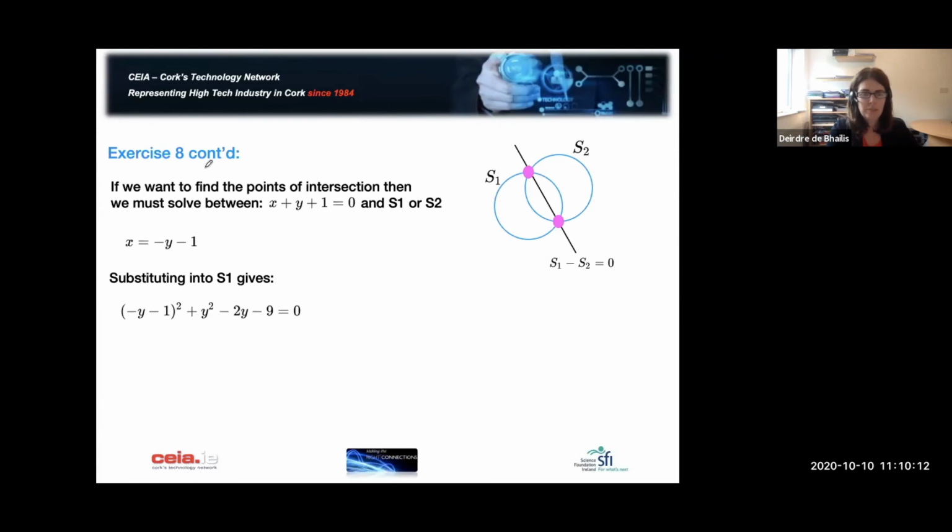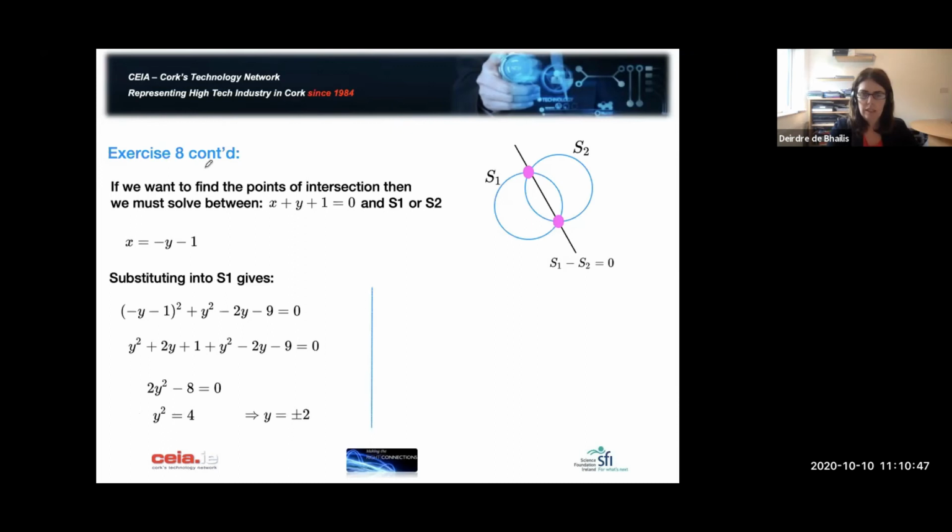So minus y minus 1 squared plus y squared minus 2y minus 9 equals 0. Multiplying that out gives me that, and it tidies up to 2y squared minus 8, so we'll get y squared is equal to 4. And if y is equal to the square root of 4, then there are two answers for y. y can be plus 2 or it can be minus 2.